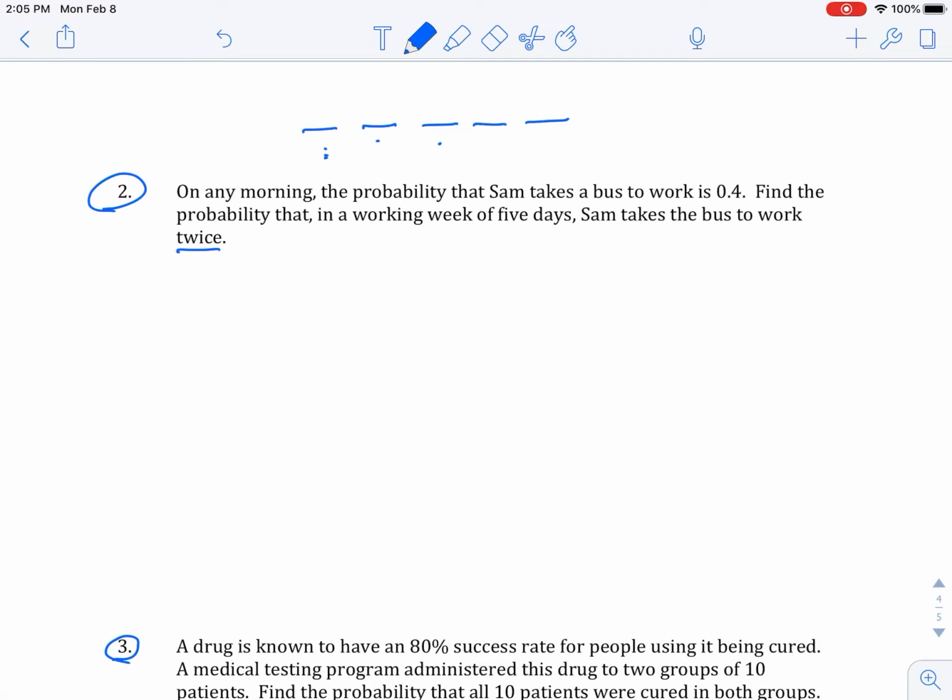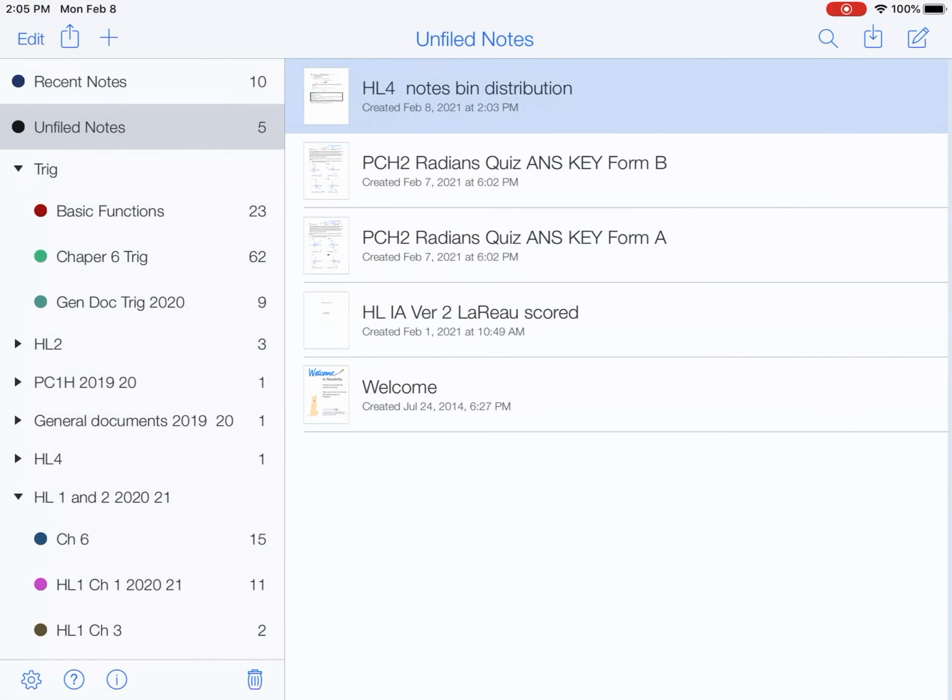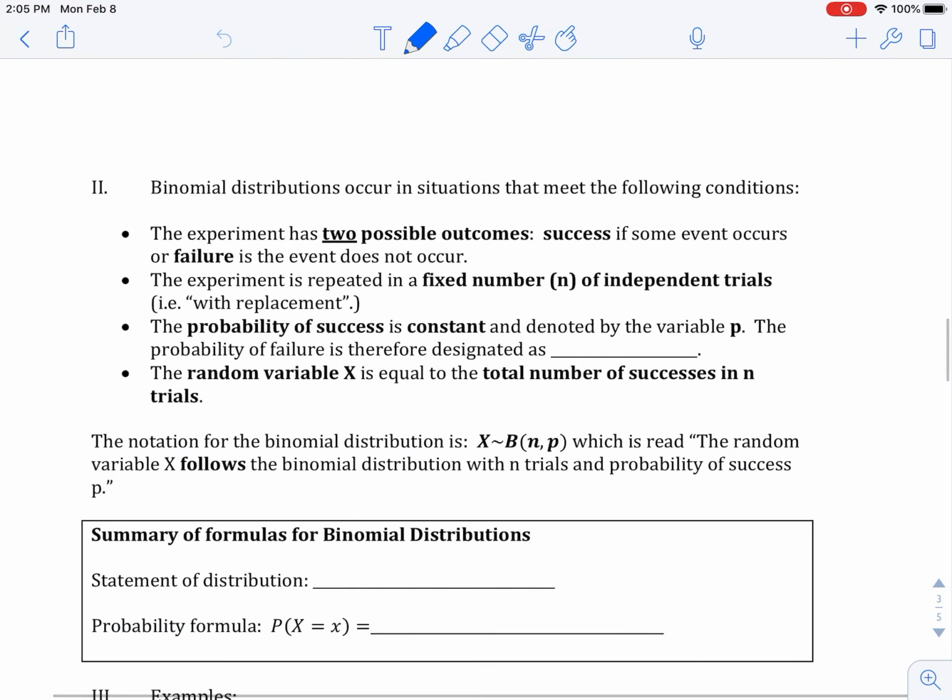So first of all, let's determine that this is binomial. Remember, the first thing is to determine if there are 2 outcomes, success and failure. And so we would say, yes, there are 2 outcomes. Either he has success, which is taking the bus, or failure, which is not taking the bus. So that first criterion is taken care of, going back to what's on this page. So there are 2 possible outcomes.